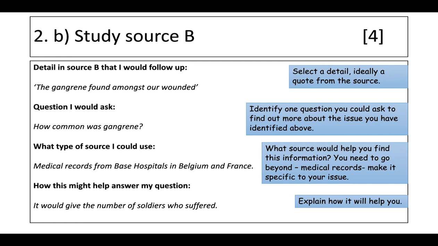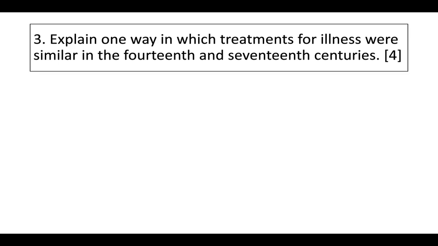So then we move on from the Western Front section to question 3, which is about our medicine through time topic, the big spanning one all the way through from medieval to the modern day. And the first question is always a 4-marker and asks you to explain one way in which the treatments for illness were similar in the 14th and 17th century.